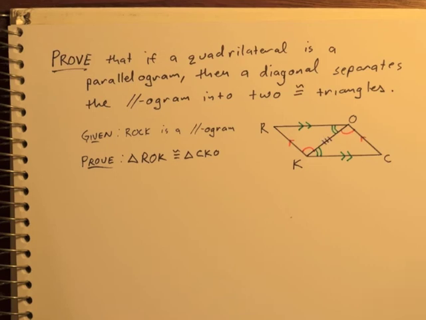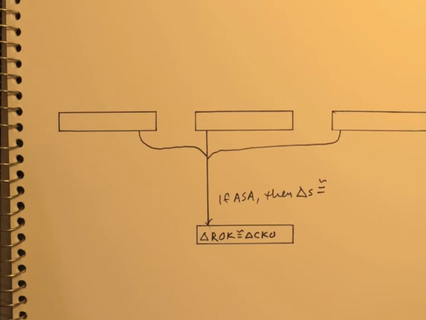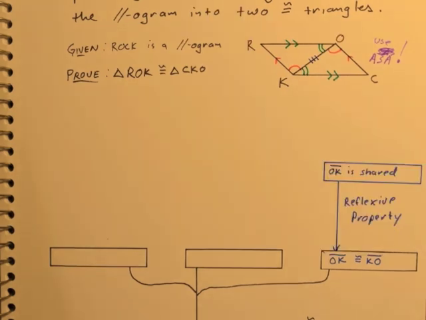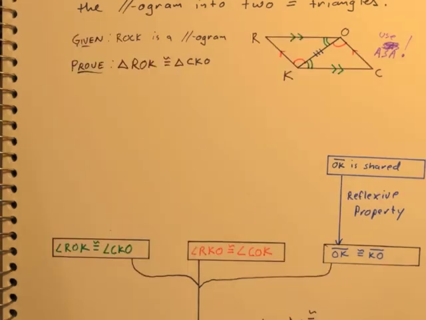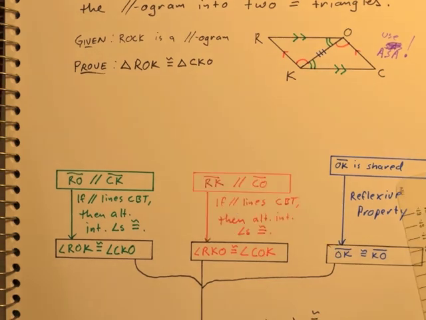Now with the shared side up the middle, we can use, no, not SAS, we can use angle, side, angle to prove that these 2 triangles are congruent. So we know we're dealing with ASA. We had, let's see, the shared side, OK is congruent to KO. Now let's say, well, we've got the green angles and the red angles. The green angles, ROK and CKO, came from the fact that RO was parallel to CK. The red angles came from the fact that RK was parallel to CO.